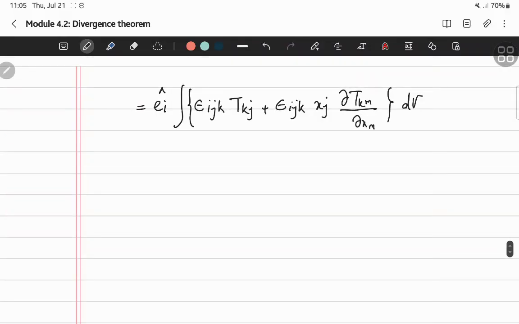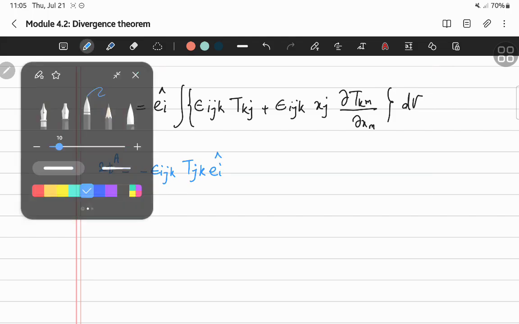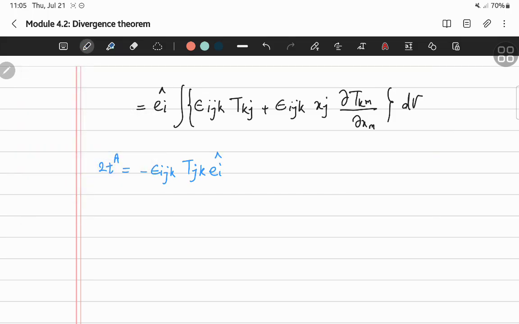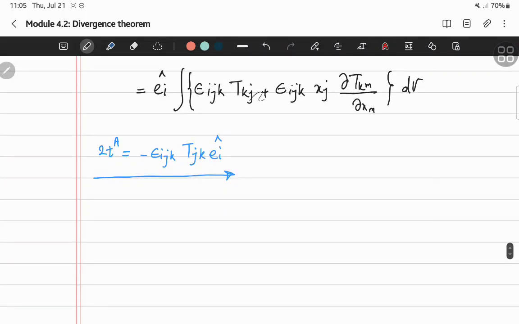So from the first module, you know that, I write this with another color. So we know that 2ta is equal to minus epsilon ijk tjk ei. So using this, we can basically, if we swap k and j here, then we get equal to ei.